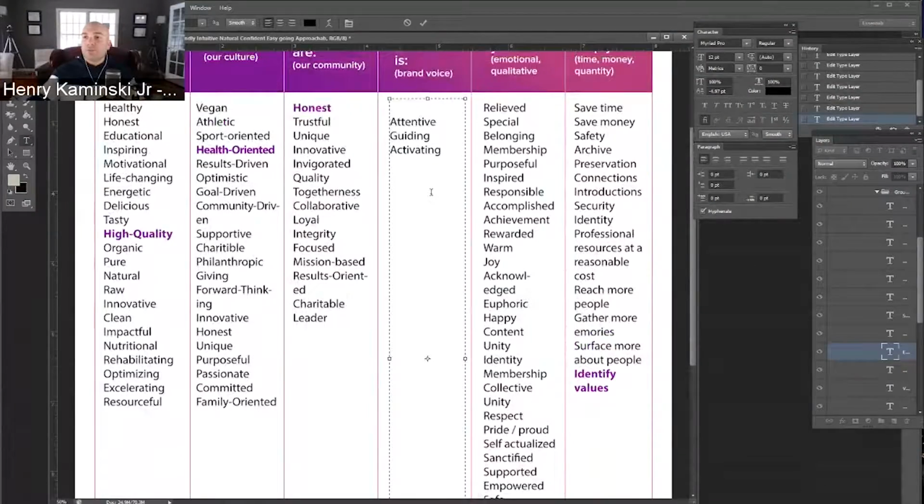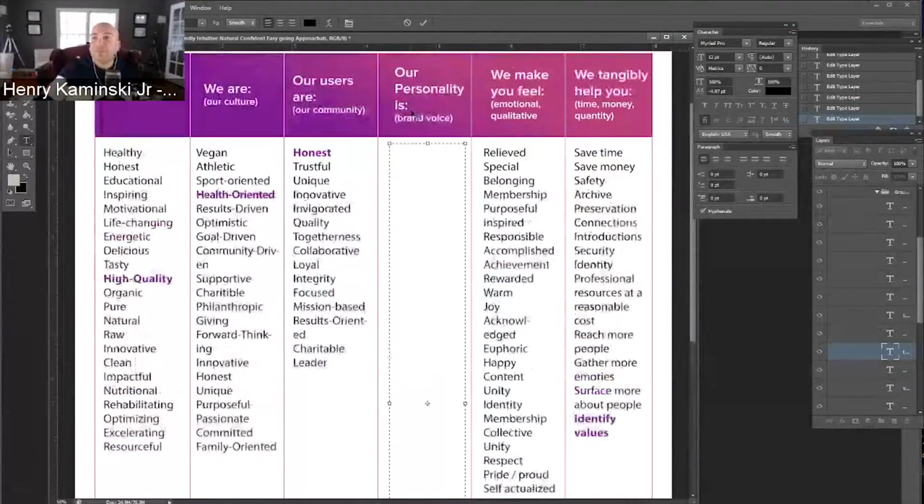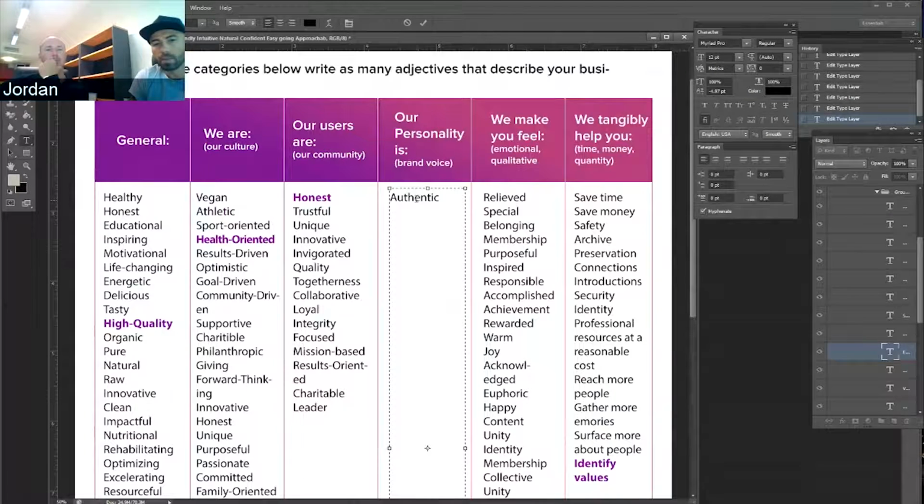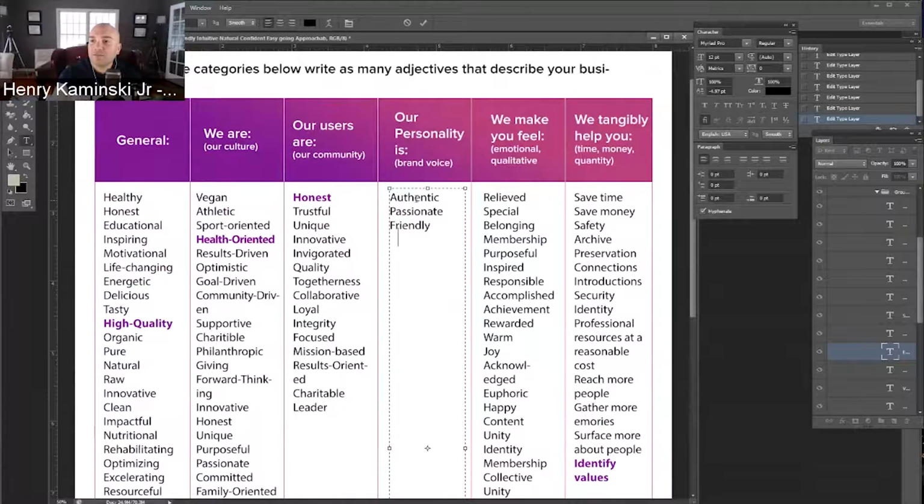All right, so this one should be good. This one's going to be easy for you guys. Your brand personality, your brand's voice. Okay, authentic. So what do we stand for? What are we? Authentic. You look at Ryan, what he's passionate about. Our personality is passionate, authentic. This one comes to mind. Yeah, 100% friendly.